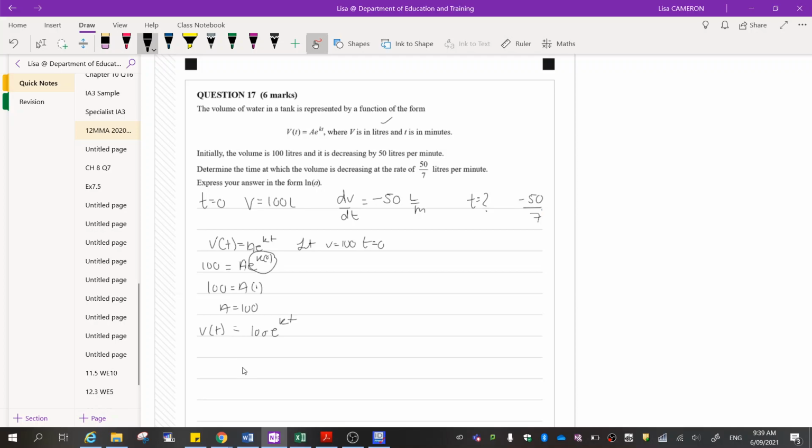So now the next thing that we're going to do is take the derivative and let it equal this. So let's do that now. If I take the derivative, we're taking the derivative with respect to T.